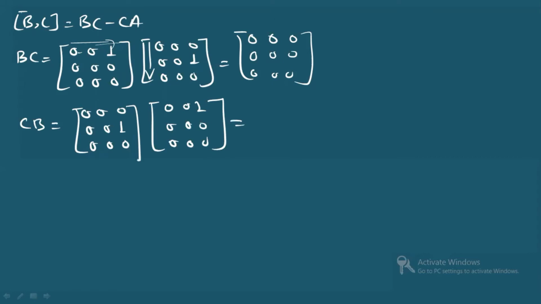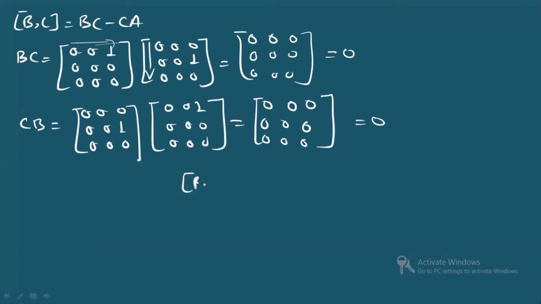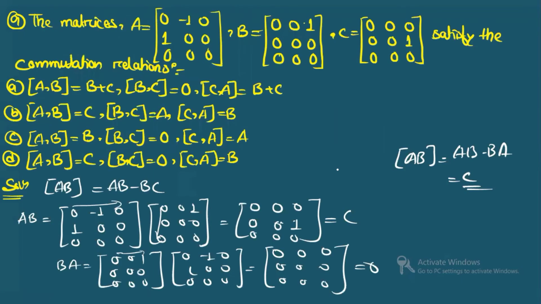When you do this, the first will be 0, the second will also be 0, the third will also be 0, this will be 0, this will be 0, and this also will be 0. You can do it and see all the elements will be 0. So these are equal to 0 only, yes or no? So you're getting the commutation of BC is equal to 0.